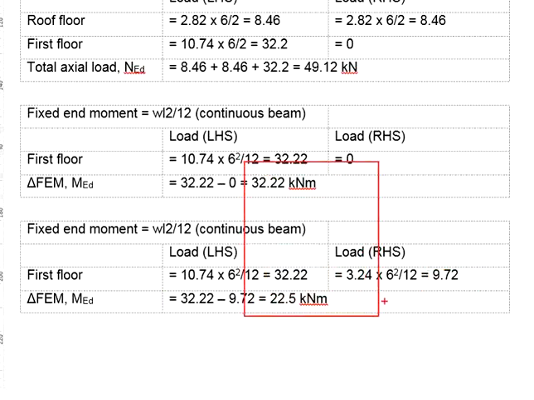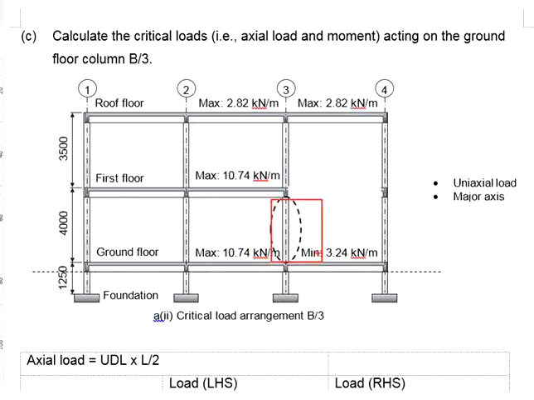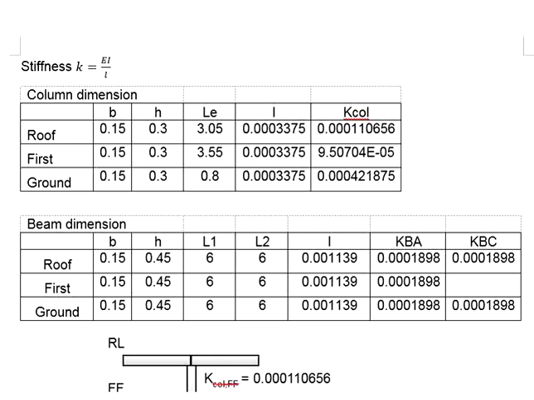Based on the calculated result, we know that this column, the top end will have the moment 32 point something, and the bottom end will have the moment 22 point something. These moments are not fully taken by the column. You will need to first calculate the distribution factors in order to determine the amount of moment taken by this column. To do so, you will require the stiffness. You need the stiffness of the column as well as the stiffness of the beam. The formula for the stiffness is K equals EI per L.